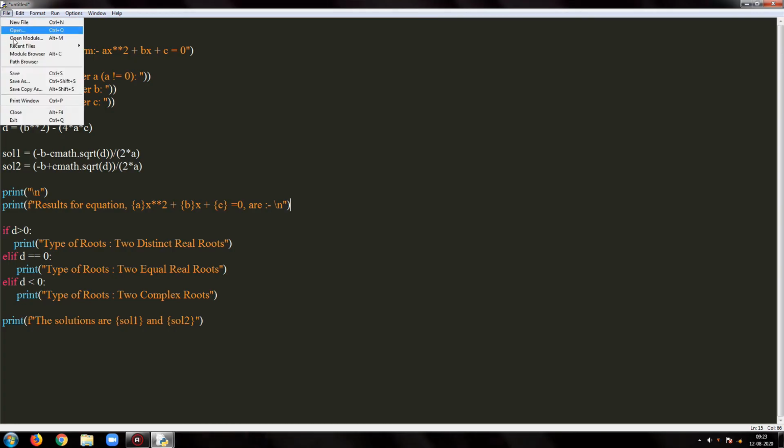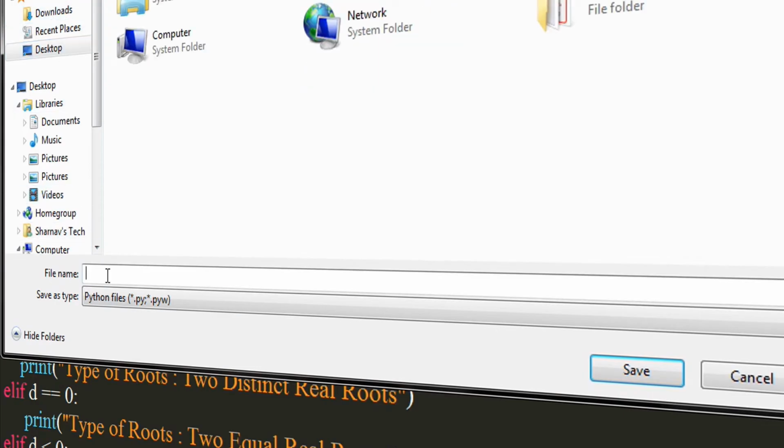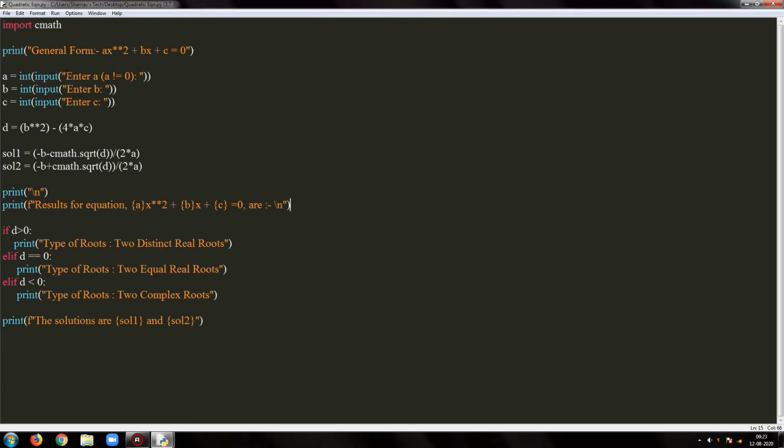Let's run our program. I will first save it. I will now run the program 3 times to demonstrate each type of roots.